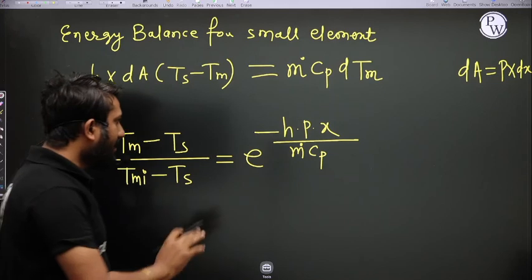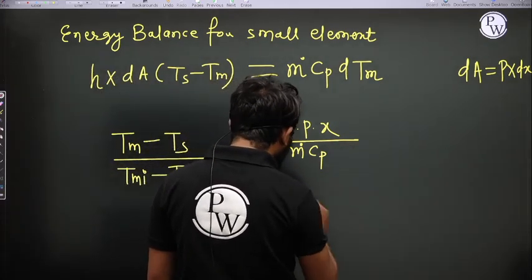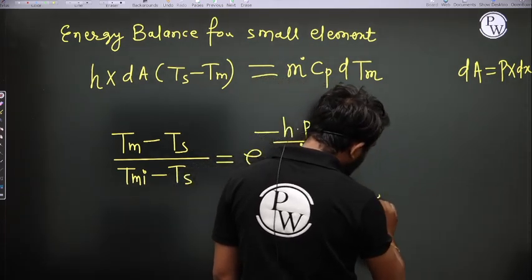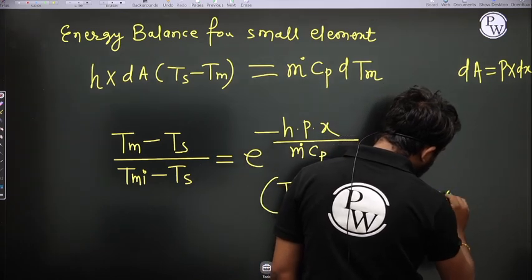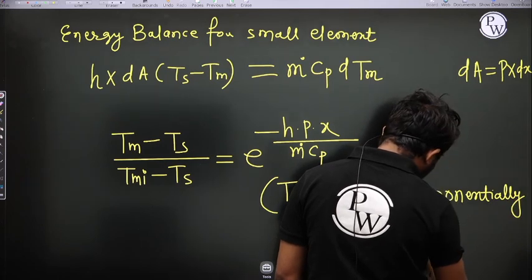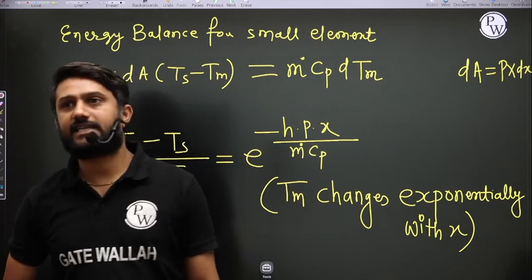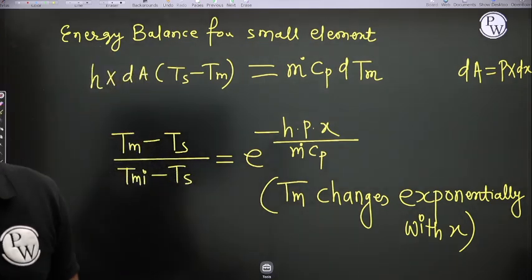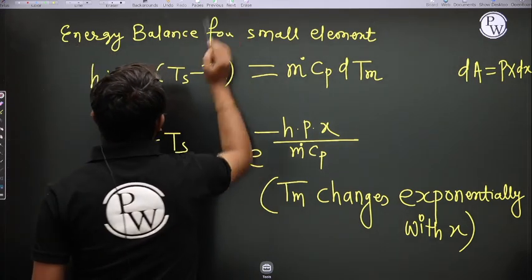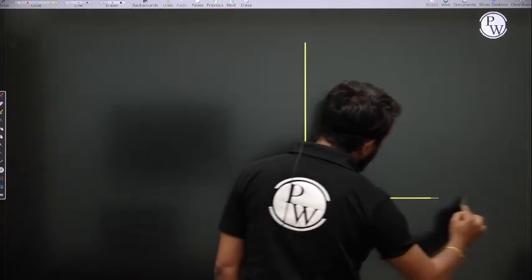From here, it is very much clear that the mean temperature changes exponentially with x. Is it fine?